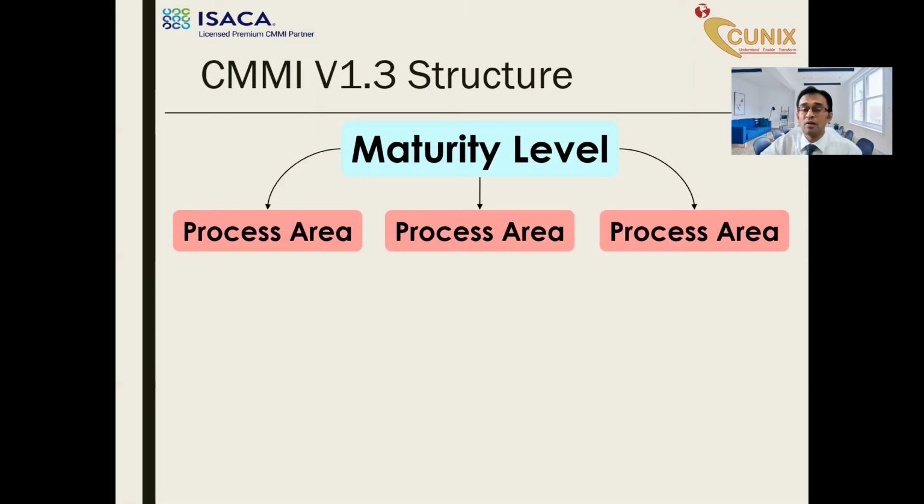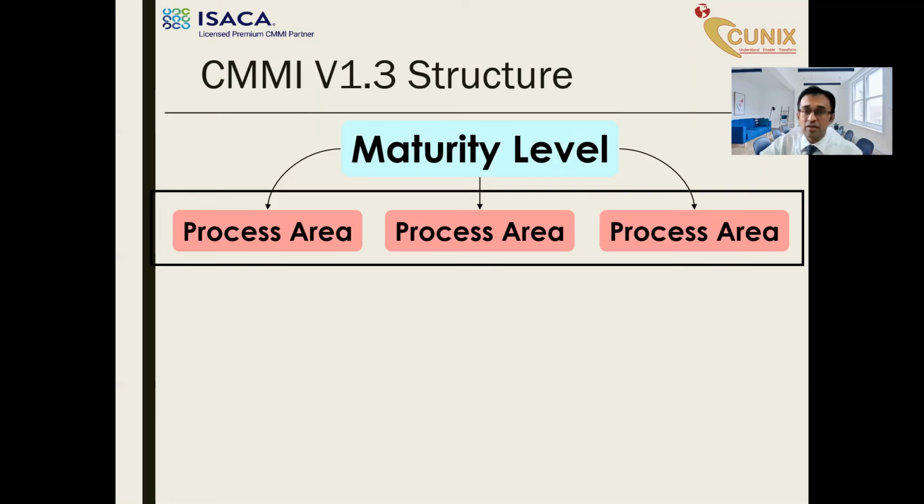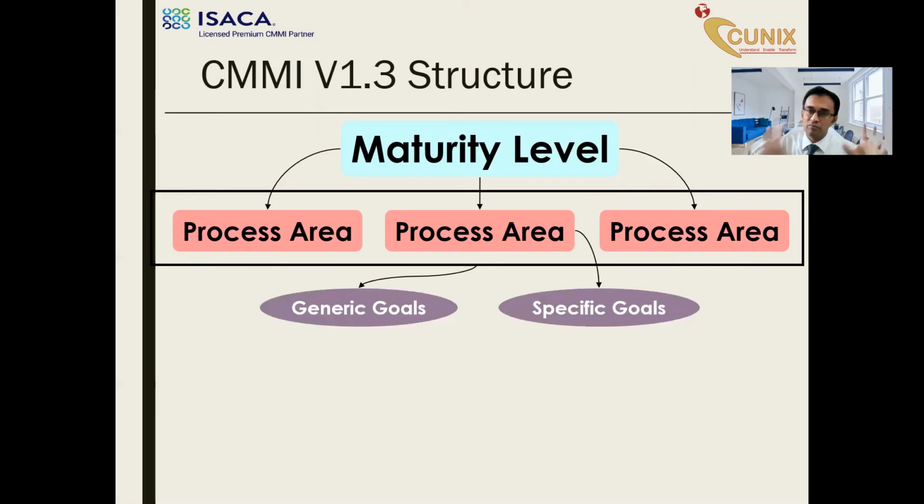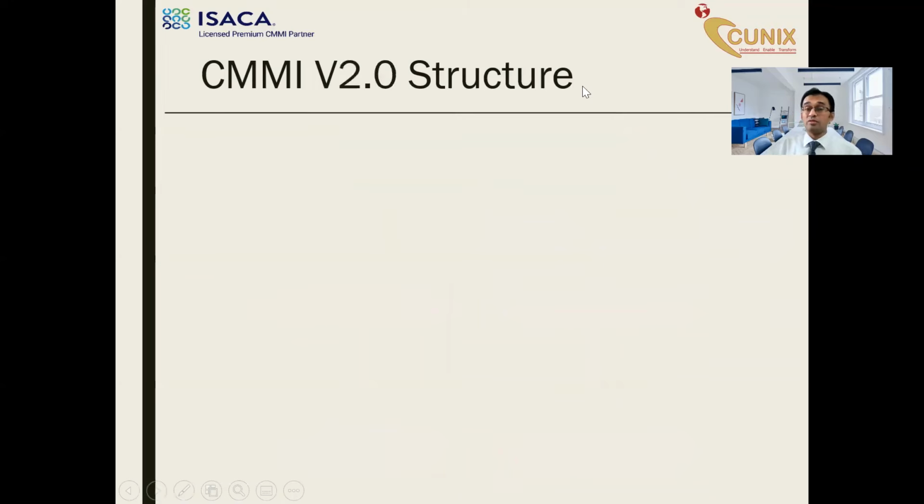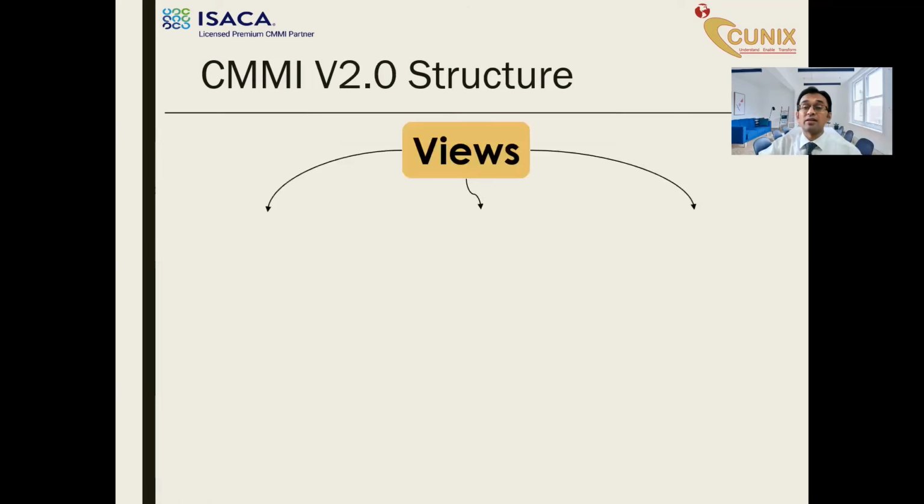Then under each process area, you would have two types of goals, generic goals and specific goals. And to achieve those goals, you would have practices. So that's why you would have generic practices under generic goals and specific practices under specific goals. Now it's a total transformation. It's like inverse. Now first is what you call views.